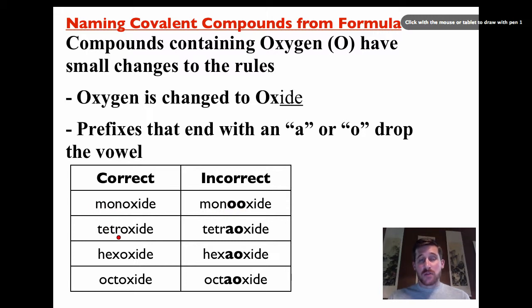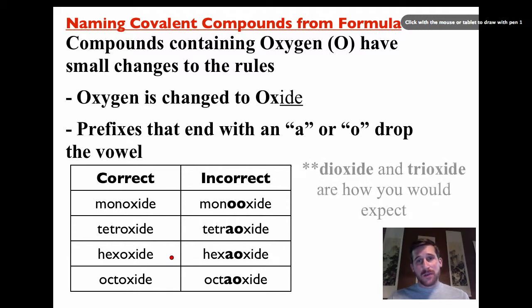So tetra, which we saw for CF4, becomes tetroxide. We don't write tetraoxide. Hexoxide, not hexaoxide. So anything with an A or an O. There are only 2 other prefixes that don't have A's or O's. That's di and tri. Here we do have double vowels. We have an I and an O. Those are the only ones that follow just the normal rules. So all the other prefixes we change.